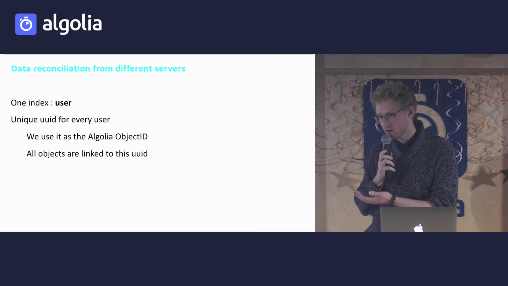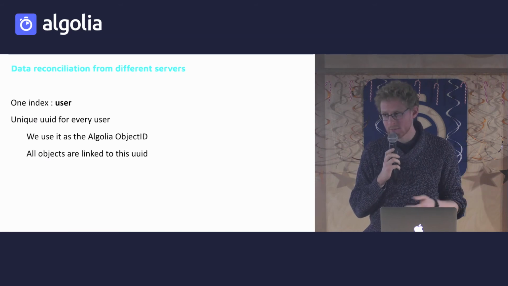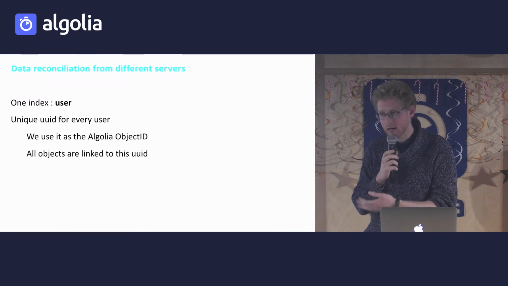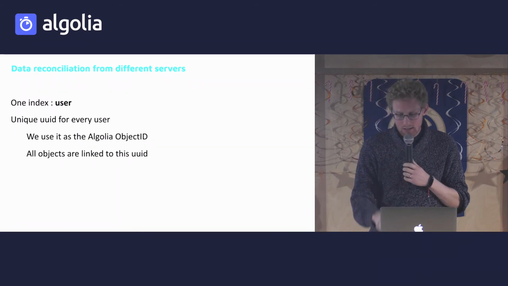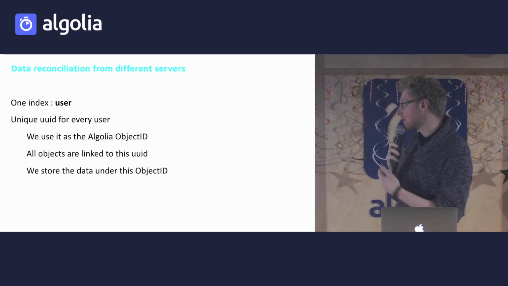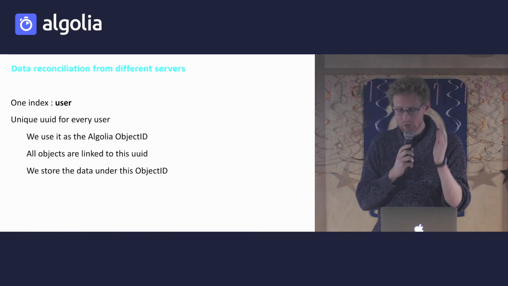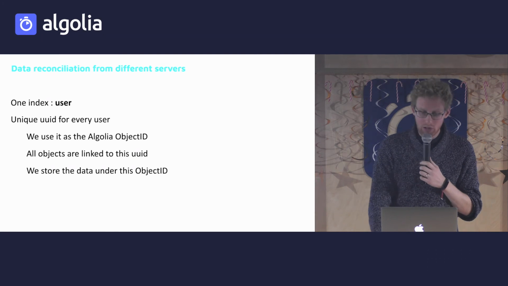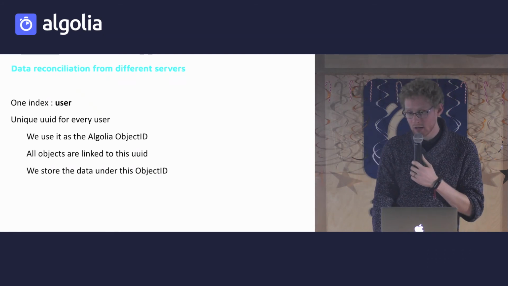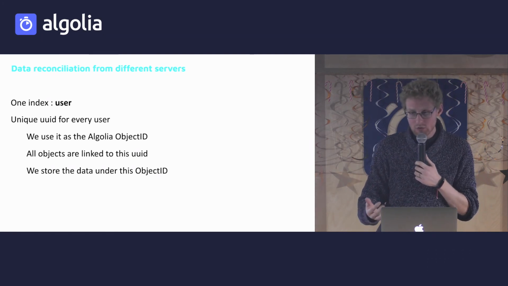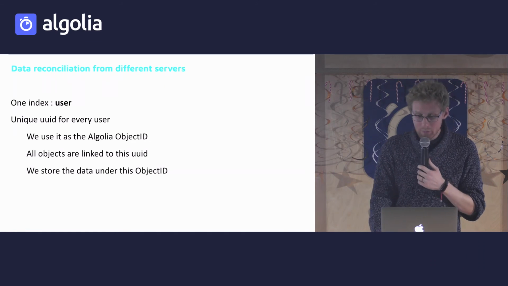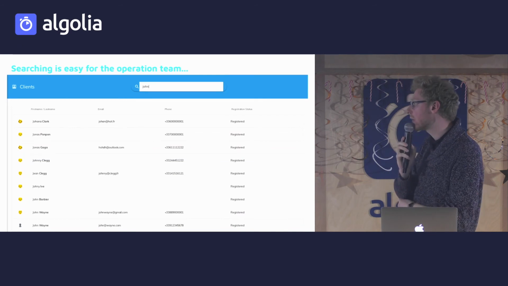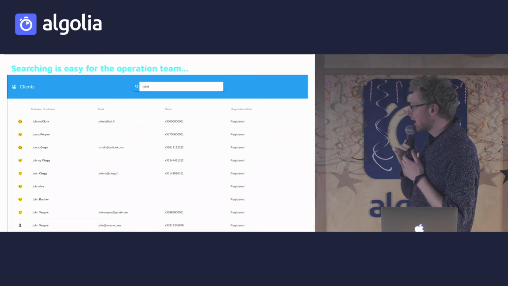All our objects on our side are also linked to this UUID. So one bank card will be linked to a user with this UUID. If you have a transfer that you do to another account, it will also be linked in a way to this UUID. So we can store all those different data into our user thanks to this UUID on Algolia. And that's the practical part for us. We don't have to change anything. Algolia is allowing us to use our own primary key. So that's very nice. So that's how the operation team has their own back office.